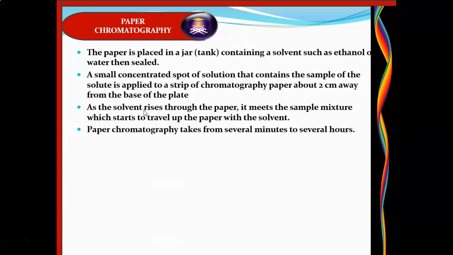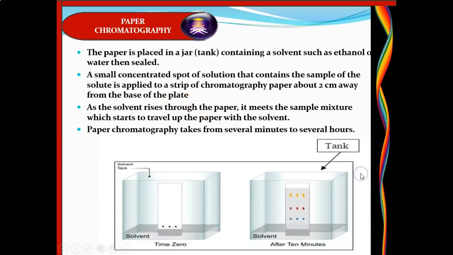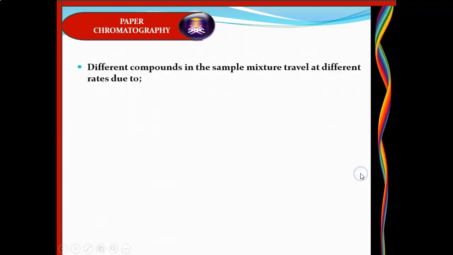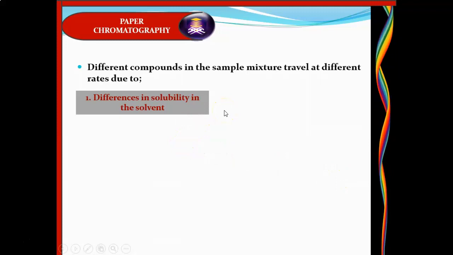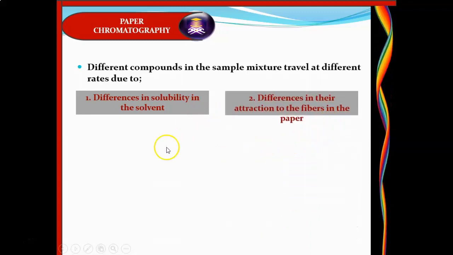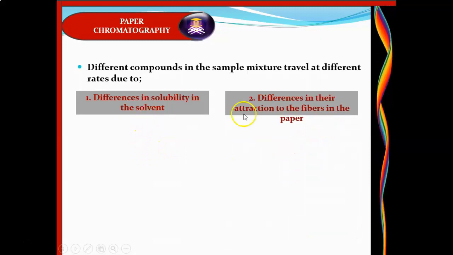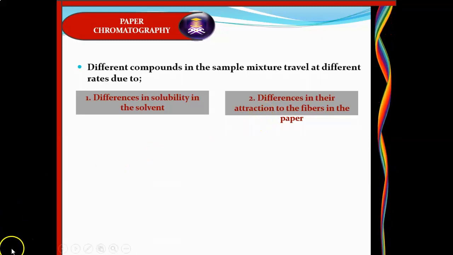As the solvent rises through the paper, it meets the sample mixture, which starts to travel up the paper with the solvent, and the paper chromatography takes from several minutes to several hours, depending on the compound. Different compounds in the sample mixture will travel at different rates, due to the differences in solubility in the solvent and also due to the difference in their attraction to the fibers in the paper.